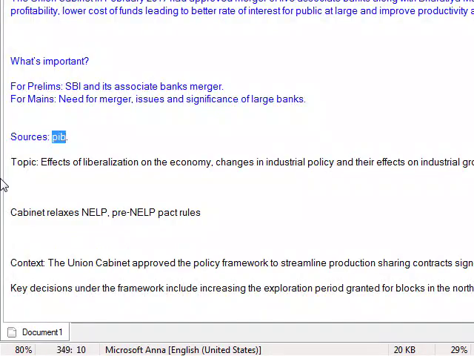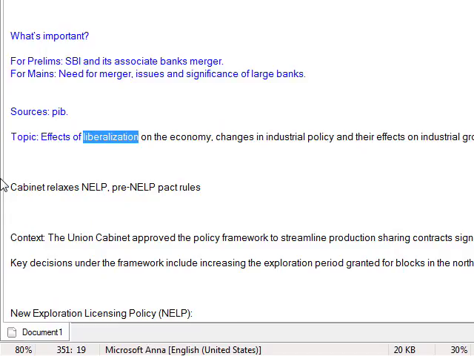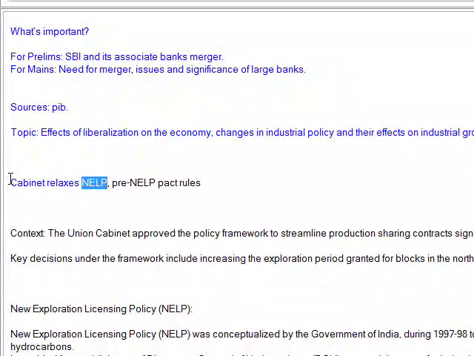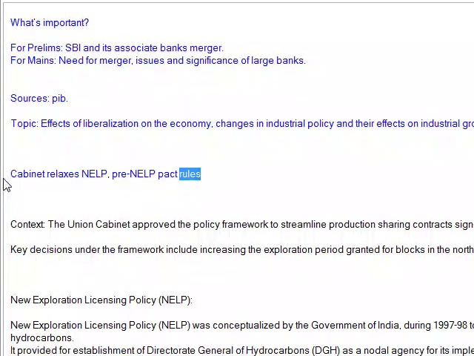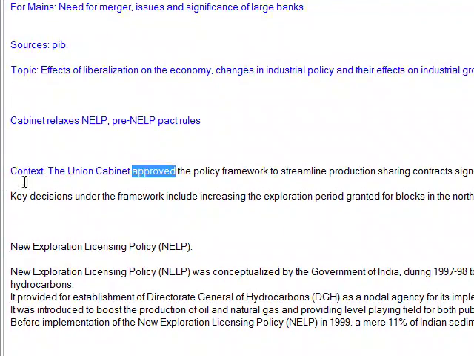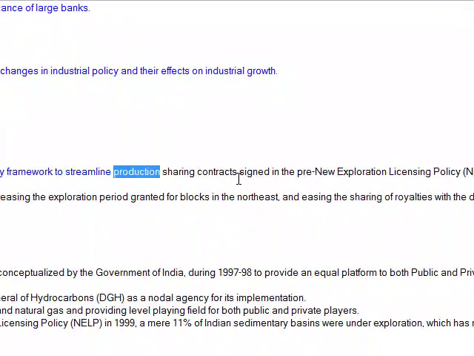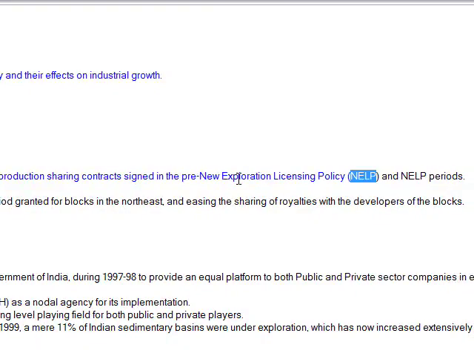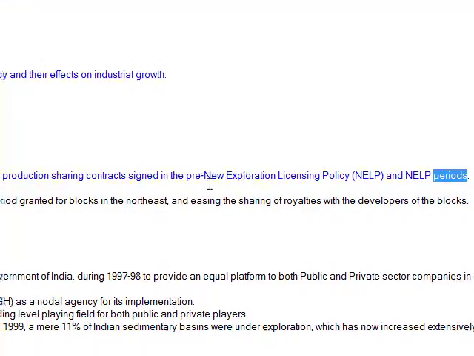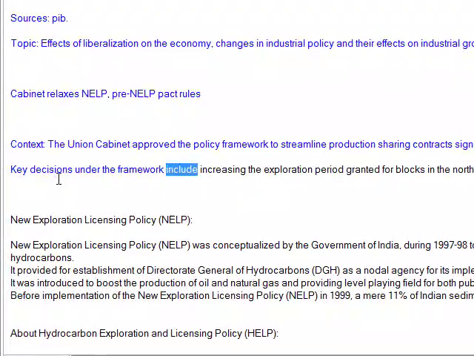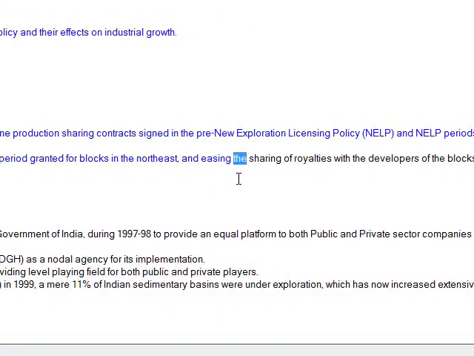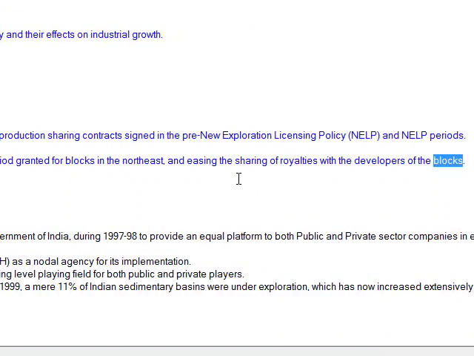Sources, Topic, Effects of liberalization on the economy, changes in industrial policy and their effects on industrial growth. Cabinet relaxes NELP, pre-NELP Pact rules. Context, the Union Cabinet approved the policy framework to streamline production sharing contracts signed in the pre-new exploration licensing policy and the NELP periods. Key decisions under the framework include increasing the exploration period granted for blocks in the Northeast, and easing the sharing of royalties with the developers of the blocks.